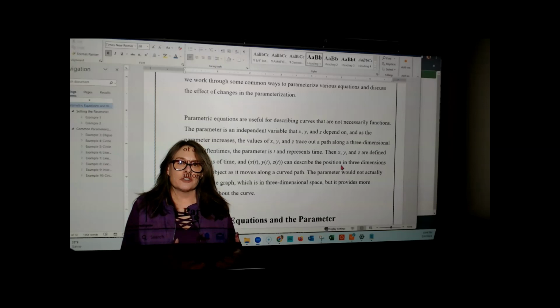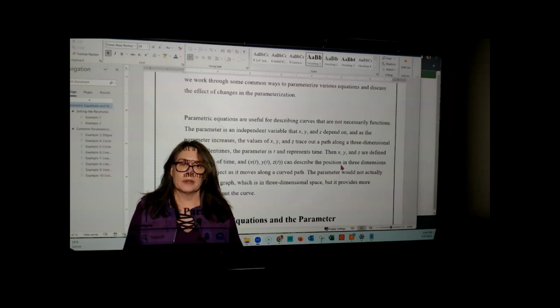So in a two-dimensional curve, we could have x as a function of t and y as a function of t, where x is the horizontal position of an object at a particular point in time, and y is the vertical position at a particular point in time. So when you plot the graph, you plot it on an xy plane, so t doesn't show up. But the parameter t tells you at what time the object is at that location.